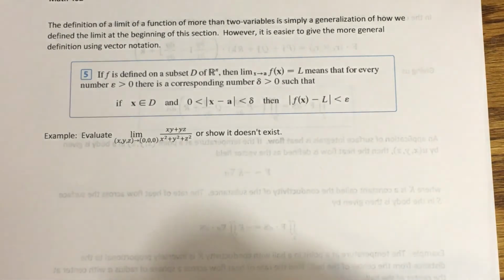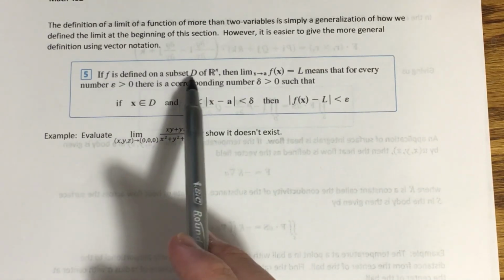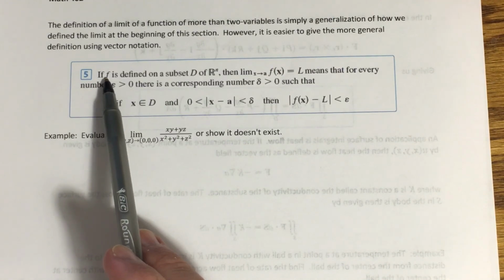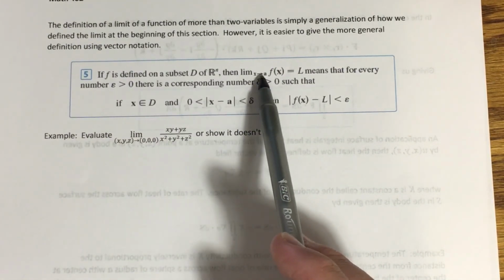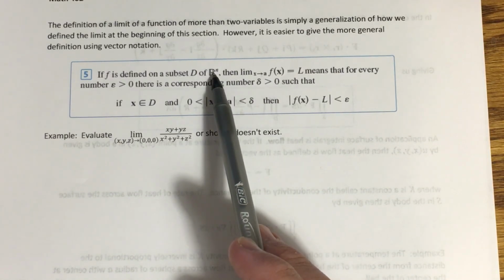It makes the notation simpler. So that's what we're doing here. If f is some function defined on a subset D of Rn, so this is an n variable function. Notice that things are bolded here. Then the limit as x approaches a. X and a are both bolded, implying that they are n-dimensional vectors.